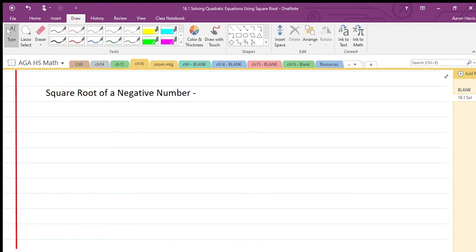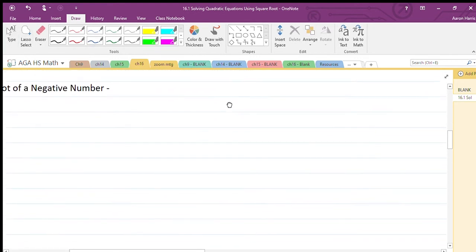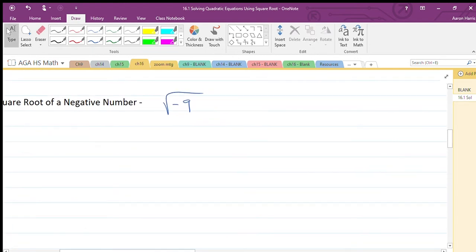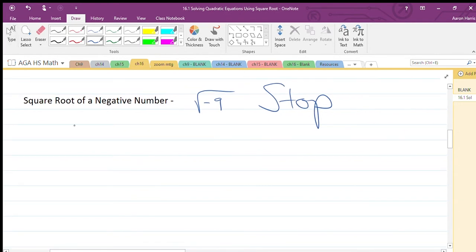Square root of a negative number. I want to touch on this lightly because you might come up against something like this. But the square root of a negative number, let's say that it is the square root of -9. Immediately, all you have to do is say stop. At no point in time, now think about this, square roots really say what? The same exact number multiplied together will result in a specific number.